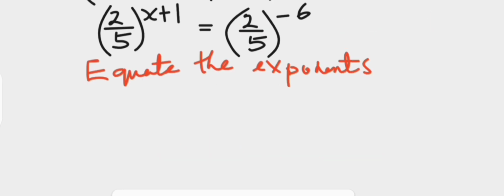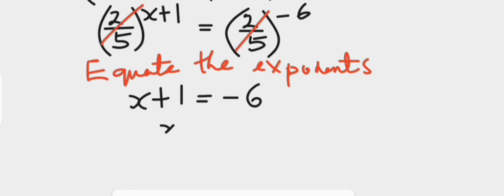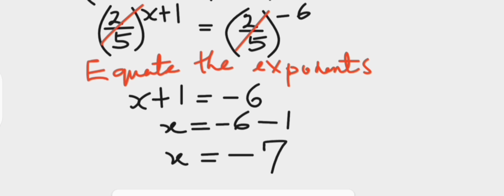Equating the exponents means that the bases must be equal. And since the bases here are equal, 2 over 5 on the left, 2 over 5 on the right, they can be taken out, so that we have x plus 1 equals negative 6. Then we subtract 1 from both sides, so that x will be negative 6 minus 1. x is negative 7.